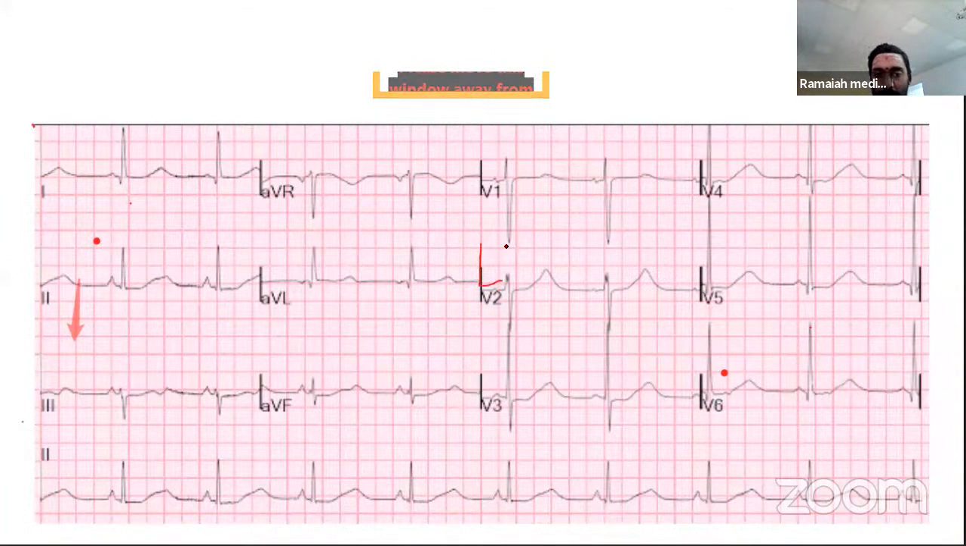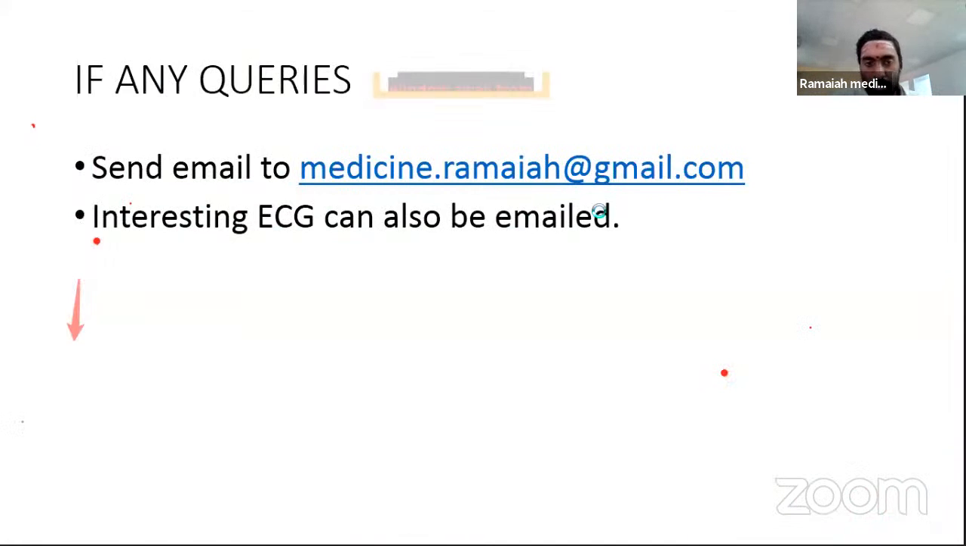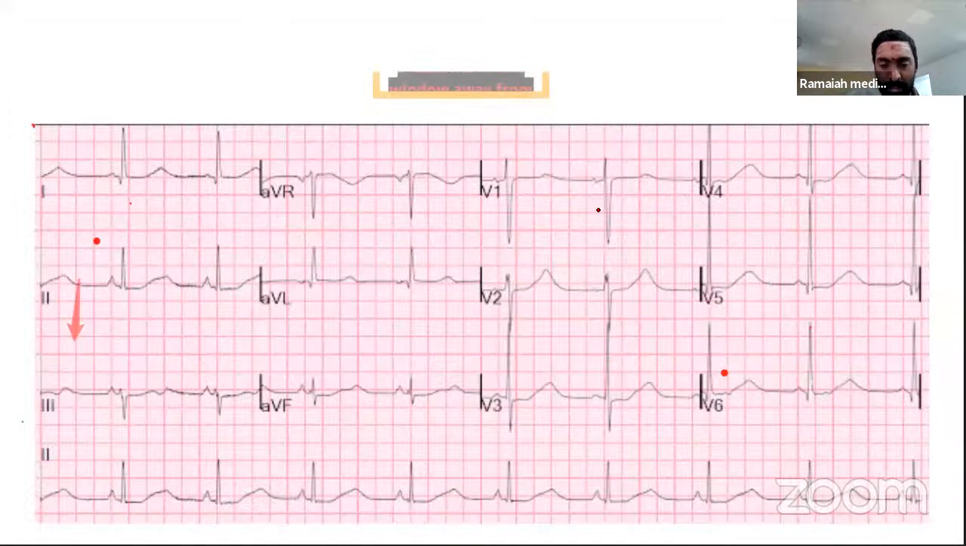So what we are having is a normal sinus rhythm with a long QT. Okay, so this is what it is. So we come to the end of today's session. I'll summarize the whole thing.